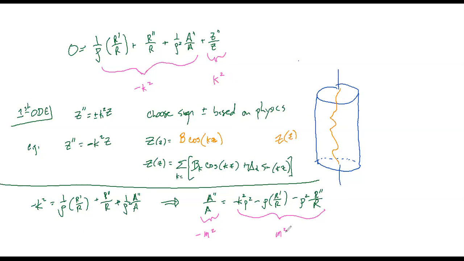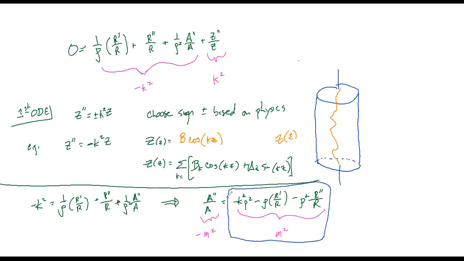Okay, now we have the azimuthal part of the solution, A double prime over A. Really nice to deal with. And then we have this thing. This is super gross.